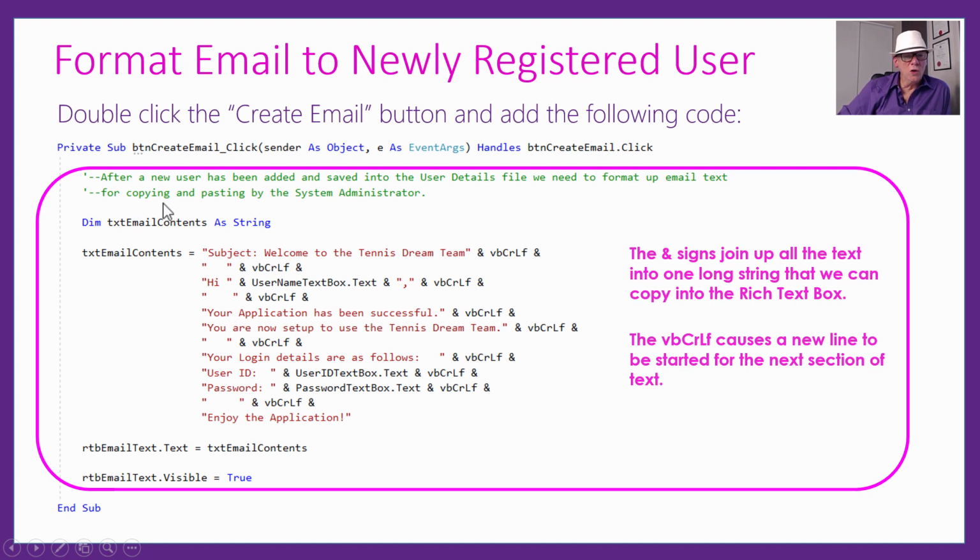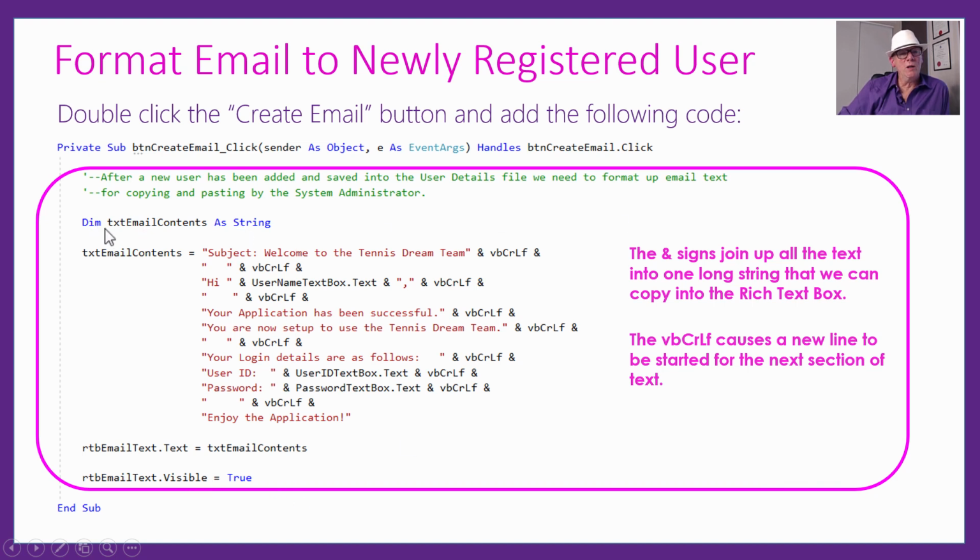First thing it will do is format everything up. Then it'll set the rich text box, RTB email.text, that's what that text box needs to be named, by the way, if we forgot to mention that, .visible equals true. So then it's going to show all this stuff in that text box. It'll pop up on the screen.